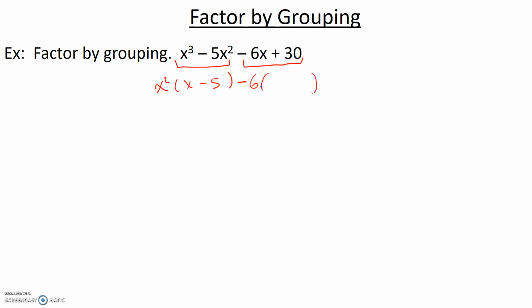Let's determine what's left in the parentheses. Negative 6 divided by negative 6 is 1, so we're simply left with a positive x. Positive 30 divided by negative 6 is negative 5, so we're left with negative 5. We now have a common factor of x minus 5, so if I factor that out, I'm left with x minus 5 times the quantity x squared minus 6.